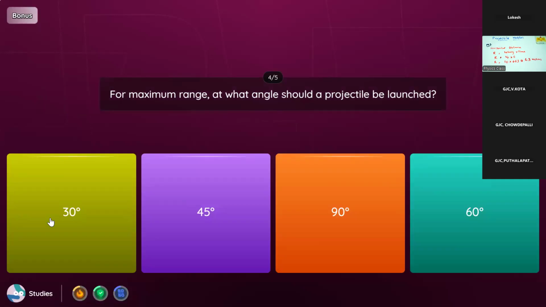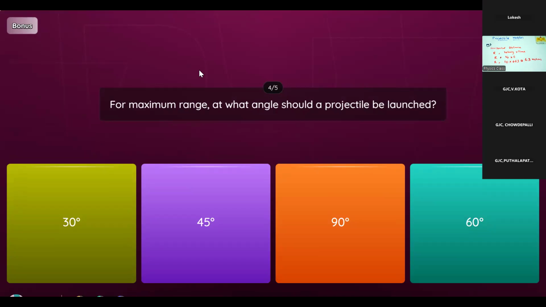Fourth question. For maximum range, at what angle should a projectile be launched? Already I told you in that class. 30 degree, 45 degree? Very good, very good. Parvatipuram, Government College boys, Krishnaveni. Yes, good, super. So 45 degree is the correct answer.